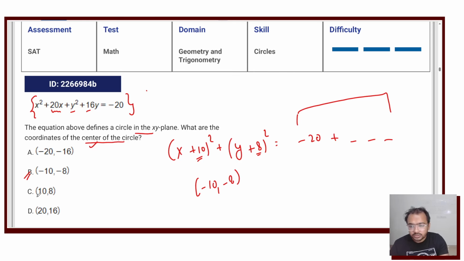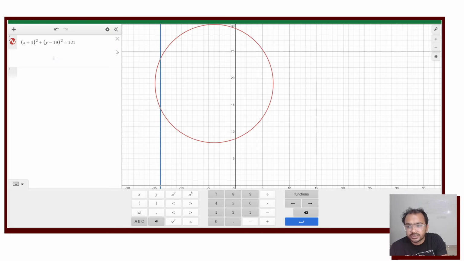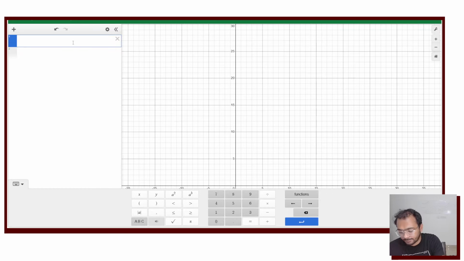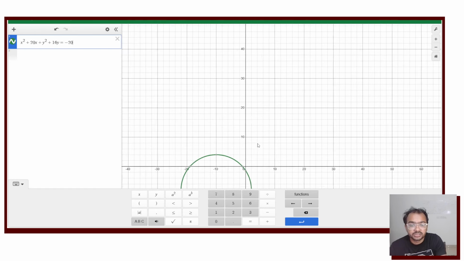I'll also tell you the Desmos method of finding the coordinates. So we have x squared plus 20x plus y squared plus 16y, and on the other side we had negative 20. So this is the circle we are getting.